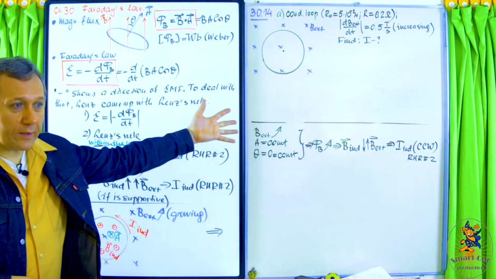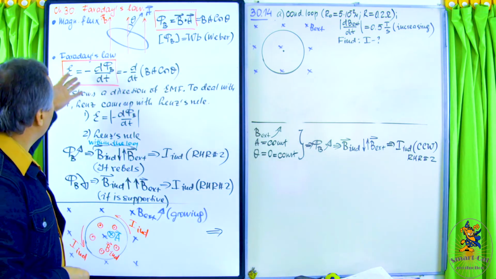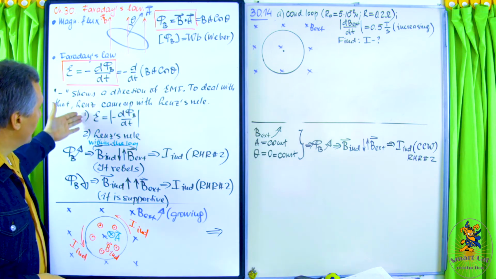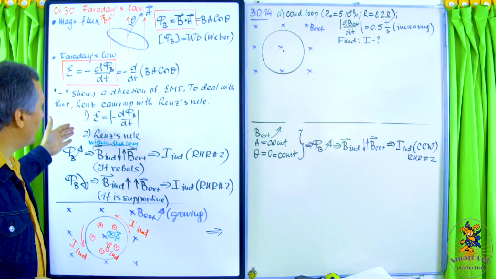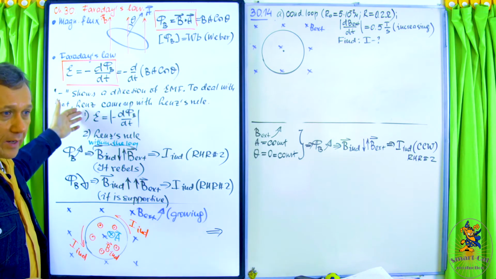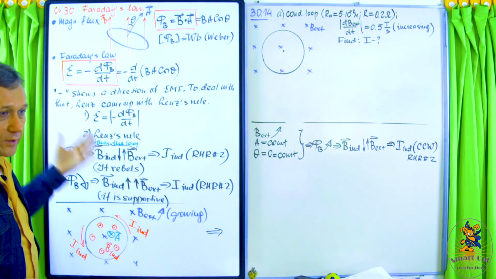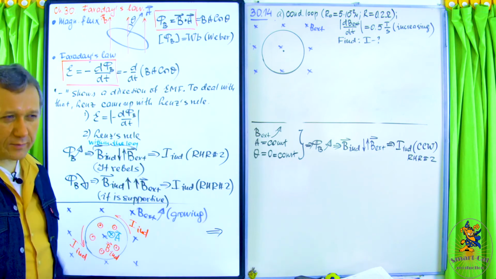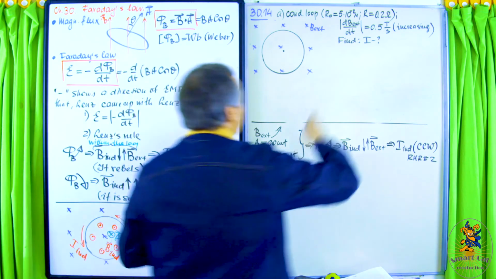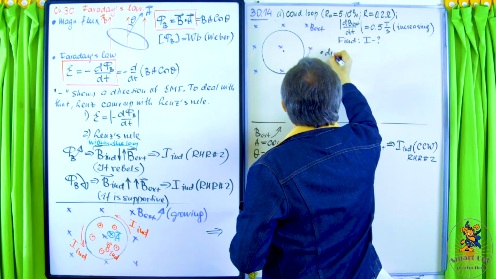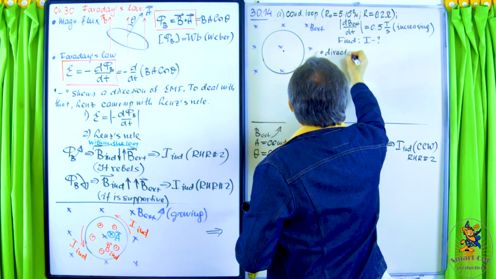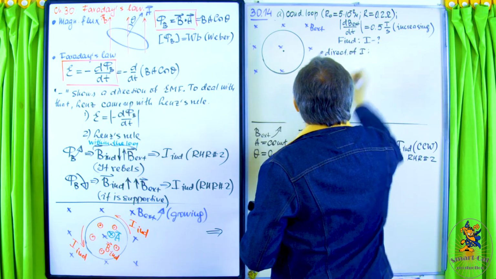Okay, so this is a direct application of Faraday's law, the fundamental law, right? So we will have to apply two steps. Of course, you can find the direction first and then the magnitude, or first the magnitude and then the direction. Let's do the direction first and then the magnitude. So first, let me find the direction of I.